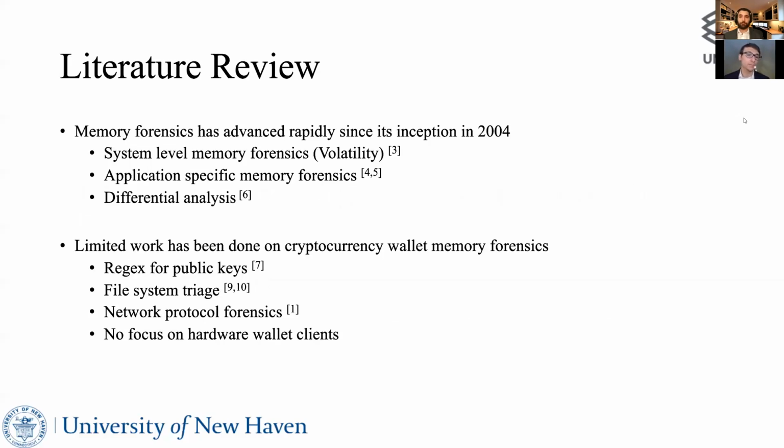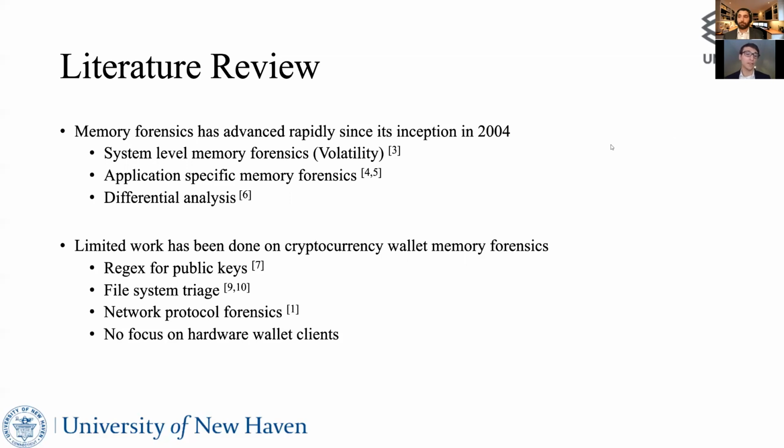Quick literature review. Obviously, memory forensics has come a long way since 2004. Tools like the Volatility framework have allowed researchers such as ourselves to develop application-specific memory forensics plugins. Again, limited work has been done in cryptocurrency wallet memory forensics in general. There's a Volatility plugin to regex for Bitcoin public keys on macOS systems. There are several tools for conducting file system triage and pulling files that have pertinent forensic information from Windows systems for a variety of different cryptocurrency clients.